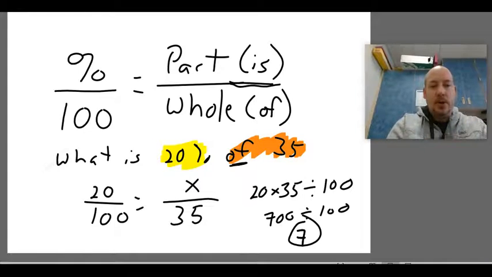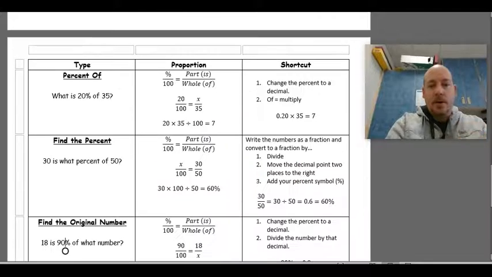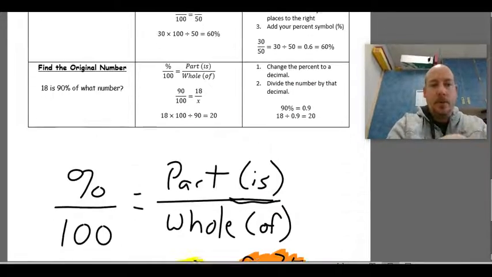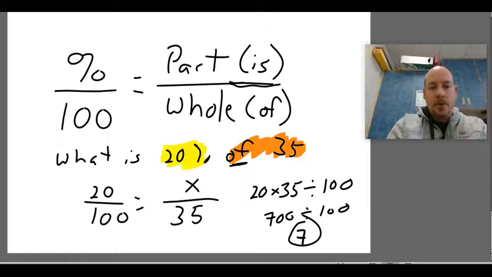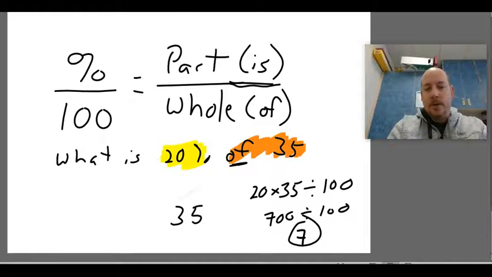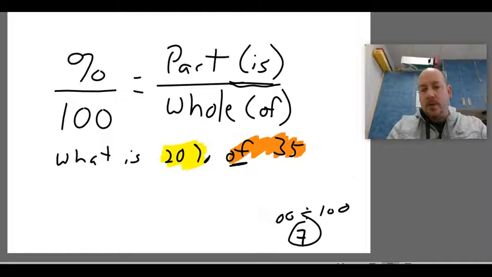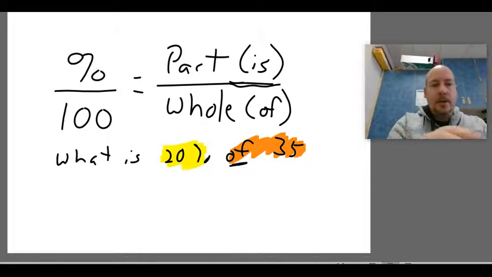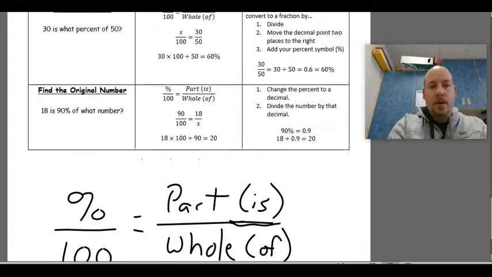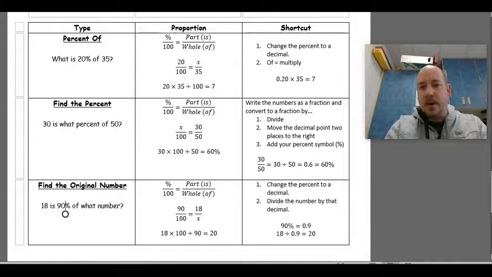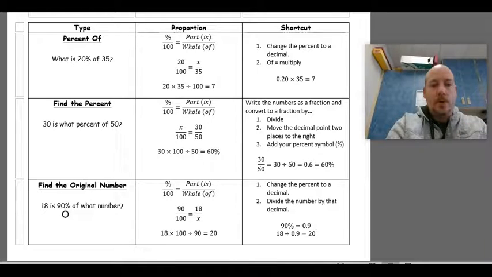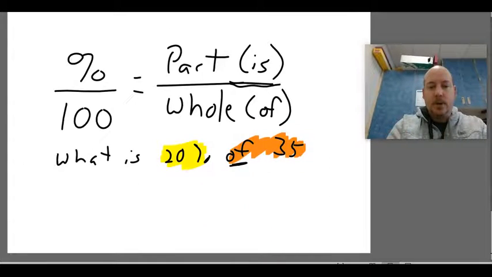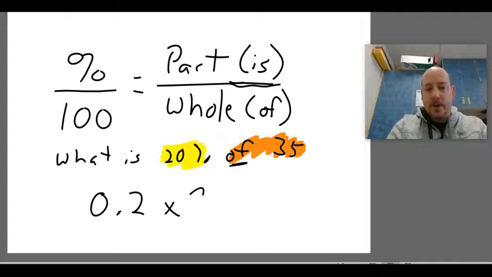If we were to use the shortcut method, oops, that's not what I wanted to do. There we go. So let me erase this here. So essentially what the shortcut method tells us to do is, and this is up in the table up there if you need to read it, it says change the percent to a decimal, and of means multiply. So I'm just going to do the decimal form of the percent and multiply. Okay. So all I would do on this is go, well, 20%, that's 0.2, or 0.20 times 35.